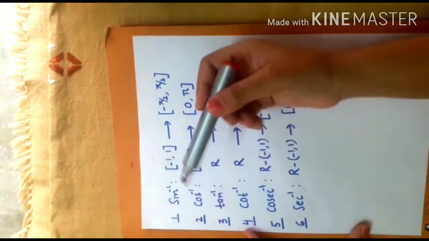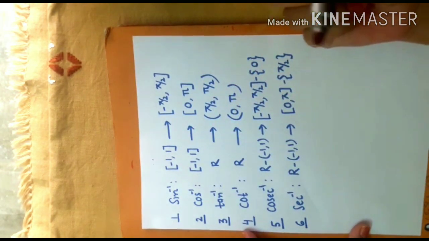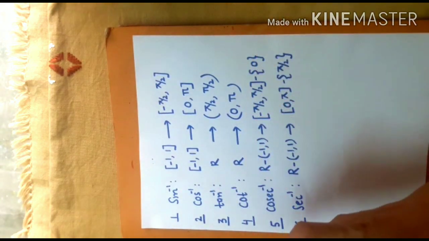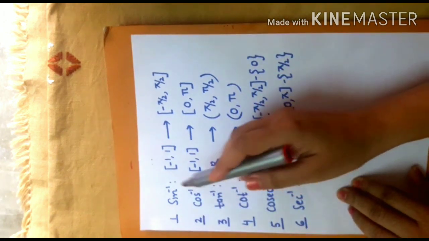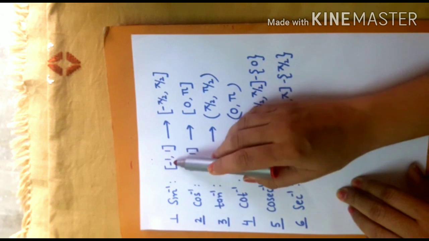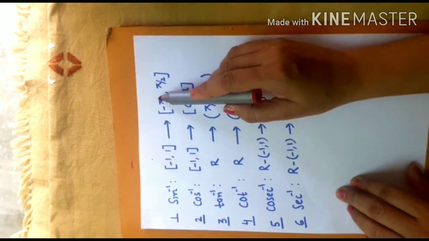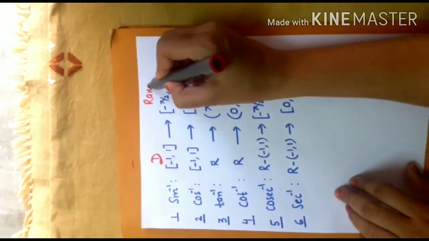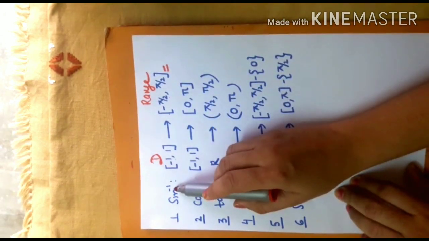So, for the 6 trigonometric functions, we had restricted their domains in such a way that the trigonometric functions become invertible. So the inverse of the 6 trigonometric functions are here. Sine inverse will be from the closed interval minus 1 to 1 to the closed interval minus pi by 2 to pi by 2. This is the domain and this is the range. And it is the principal value branch for sine inverse.